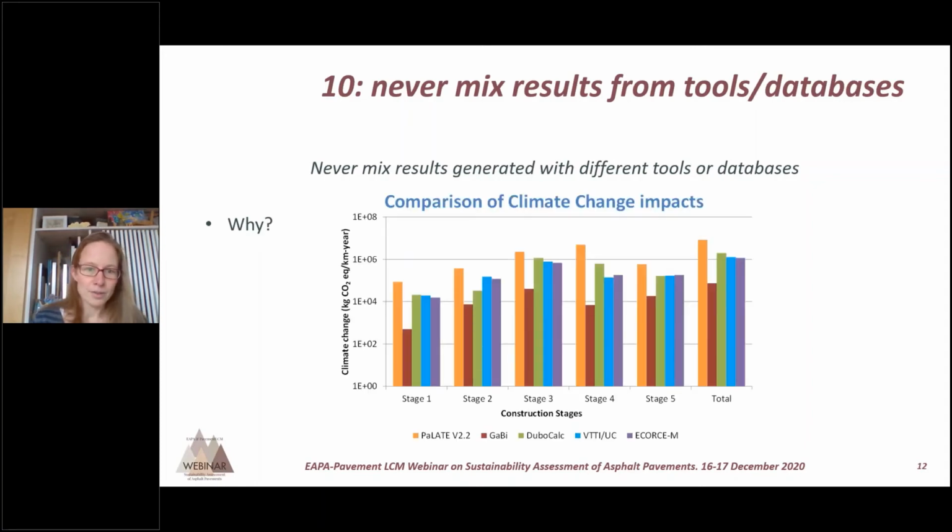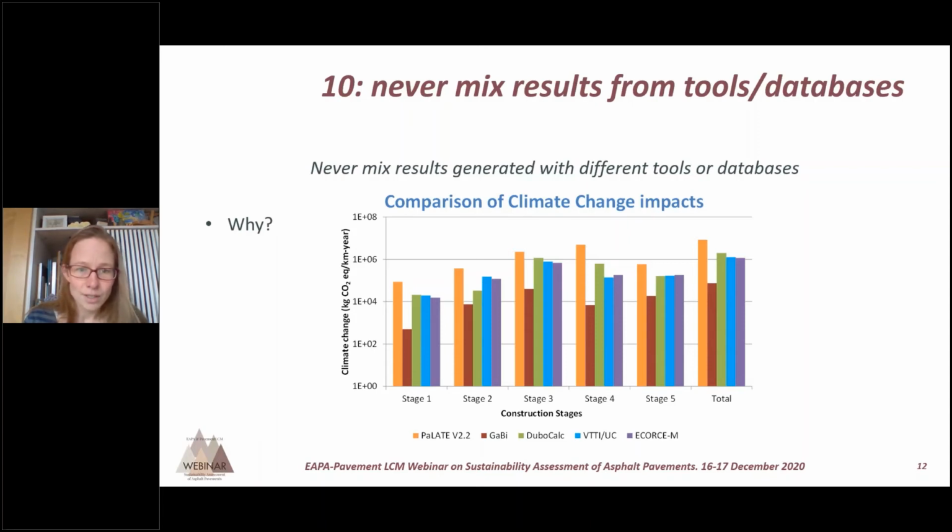It's a comparison of climate change impacts of several construction phases, calculated with five tools for a certain asphalt mixture. And it doesn't matter so much which asphalt mixture it is exactly, or what the stages mean. But what I want to show to you is that for each bar, you see differences in the order of the results. Not only the height of the bars is very different for each tool, so each tool gives a different outcome for the same life cycle phase, which is strange.